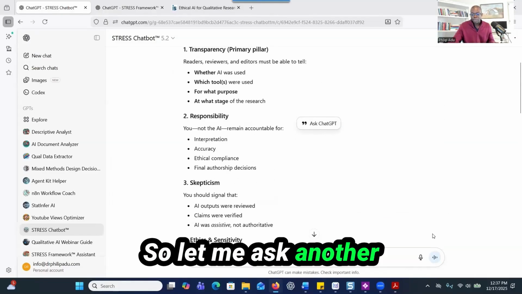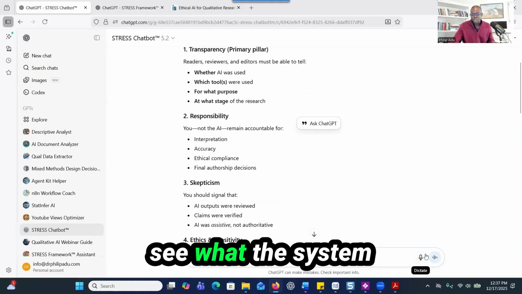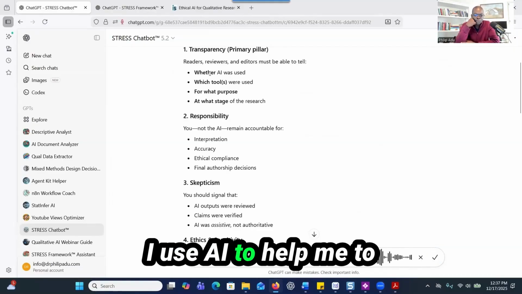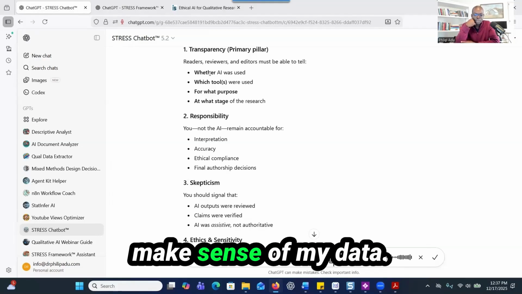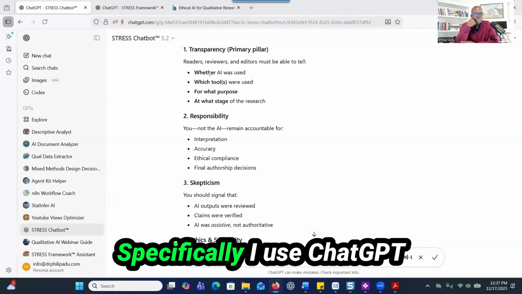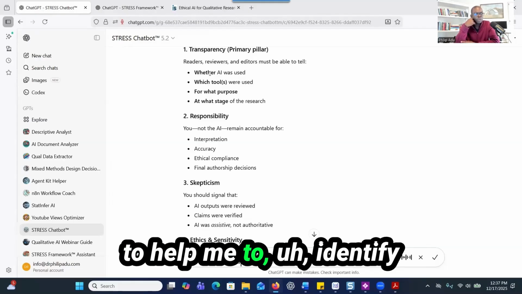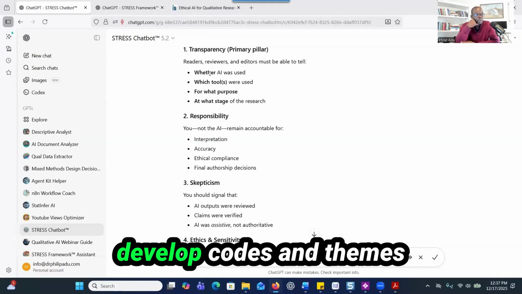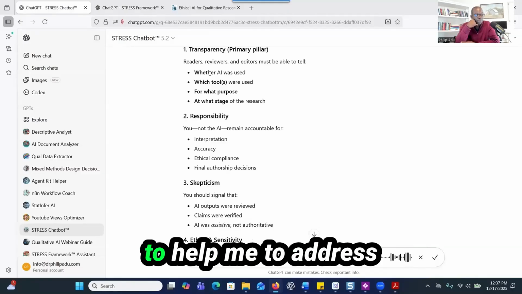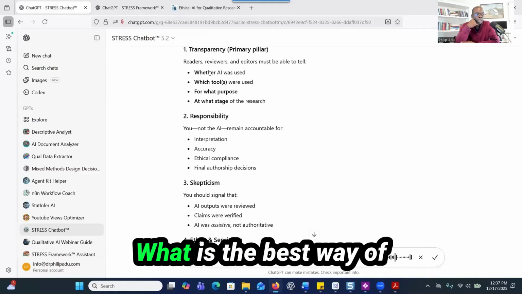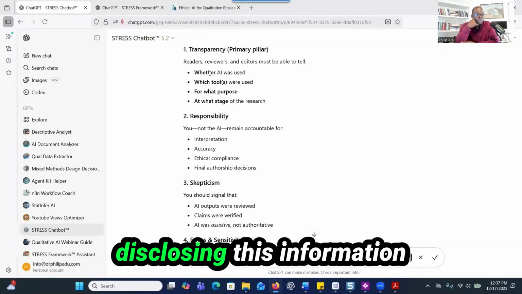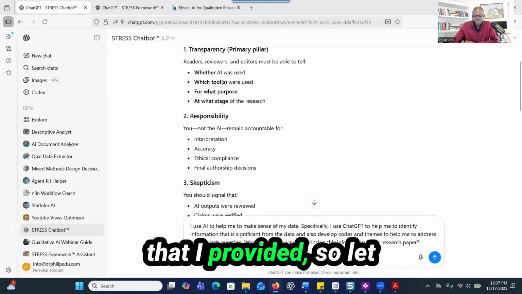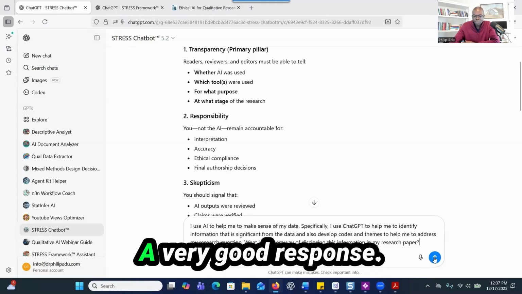So let me ask another question and see what the system is going to provide. I use AI to help me make sense of my data. Specifically, I use ChatGPT to help me identify information that is significant from the data and also develop codes and themes to help me address my research question. What is the best way of disclosing this information in my research paper? So this is the prompt that I provided. Let me see what I will get.